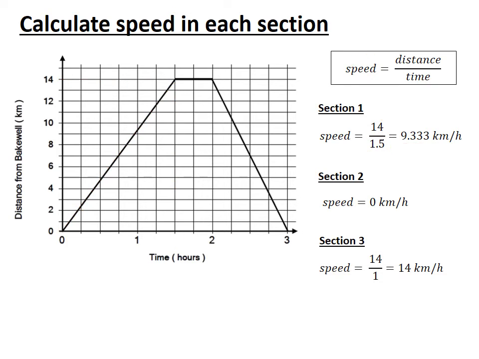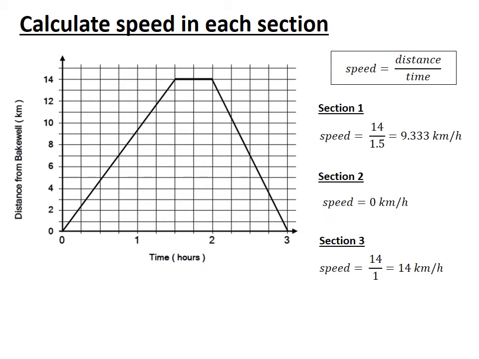Okay, let's have a look at section 2. Now we know that in section 2, here it is, at the top it's flat, and as I explained already, that means it's not moving, it's stationary, therefore the speed is 0. It remained stationary for half an hour, for 30 minutes, because that's 1.5, and that's 2, so half an hour, and this time is measured in hours.